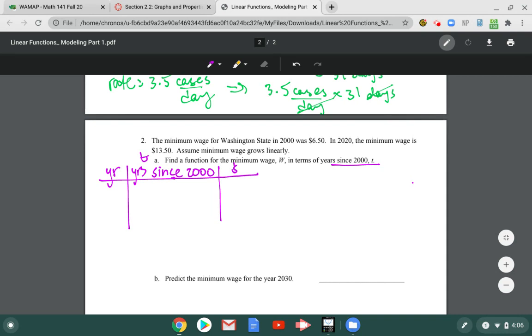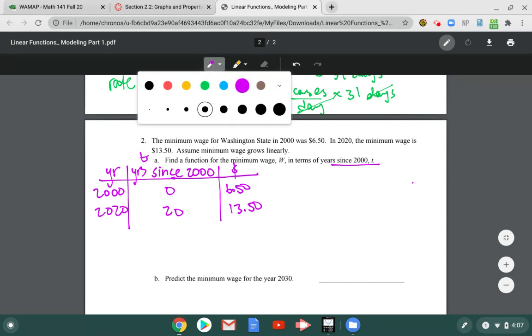And then the last one is the actual wage. So in the year 2000, the wage was $6.50. And at that point, we were 0 years since 2000. In the year 2020, the wage is $13.50. And we are now 20 years since 2000. So these are my points.